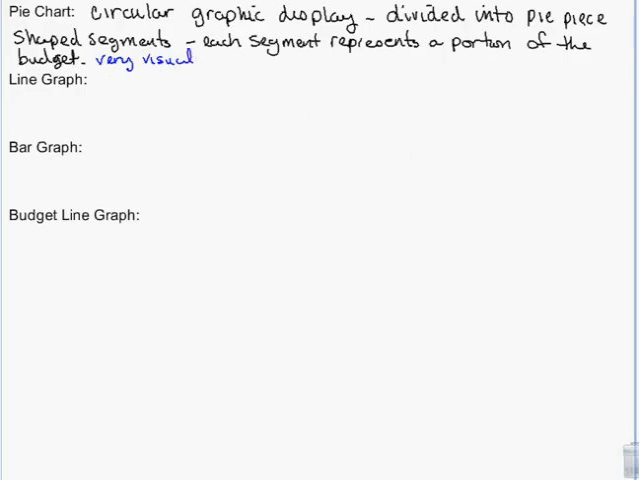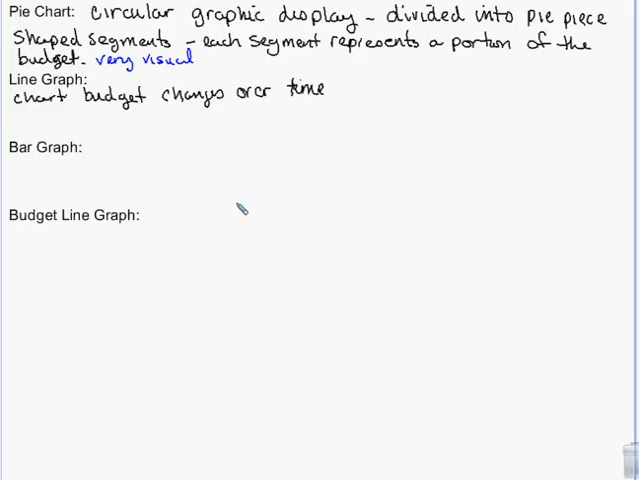Okay, the line graph can be used to depict changes over time. So you can take all your information from the year, you can plot it into a line graph. You can have one different color for each major category, and you can compare what's happening to your budget over time.